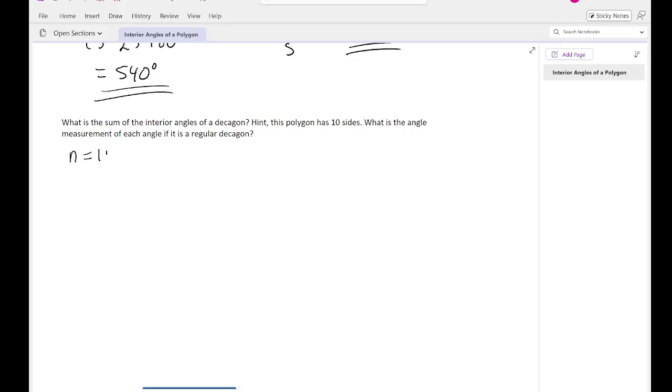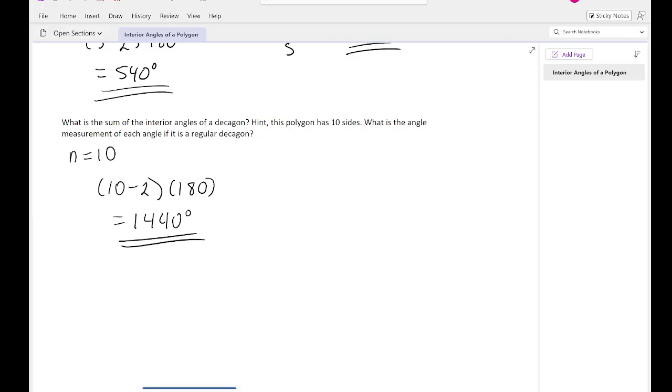So n equals 10. And now I'm going to use the formula, which is n minus 2. So it's going to be 10 minus 2 times 180. I'll just leave it in parentheses, it's fine. And then I just do the arithmetic there, and that's going to come out to 1,440 degrees. So the sum of the interior angles of a decagon is 1,440 degrees.